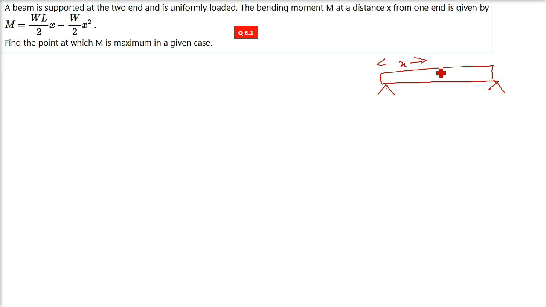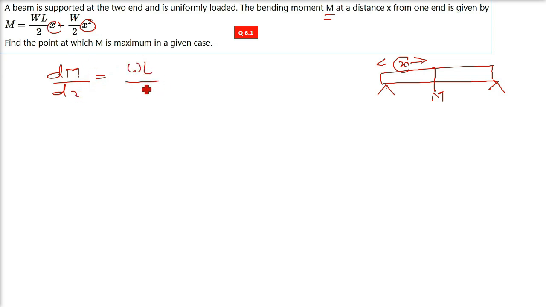If one part is x, the next part will be simply the distance minus x, but we don't know the total distance. You can call it L. So L is the length of this beam, which is given in the question also, and W you can call weight. M is the bending moment. Moment is one kind of force. So already M equals WL by 2 x minus W by 2 x square is given. We will simply differentiate it, and when we differentiate it, we'll put it as 0. That is the first step we generally follow.